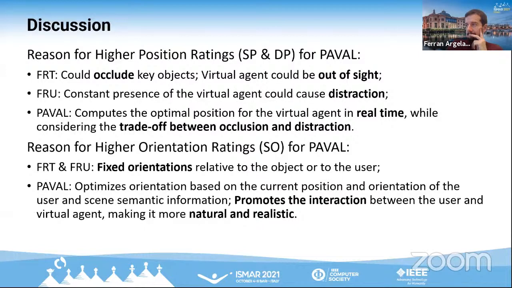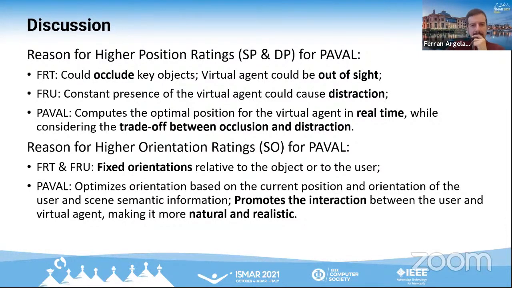In terms of position, PAVL achieved better results because FRT could cause the virtual agent to occlude key objects. For FRU, the constant presence of the virtual agent can distract the user. As for our method, PAVL computes the optimal position in real time, while considering the trade-off between occlusion and distraction.